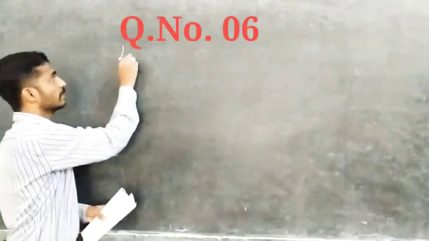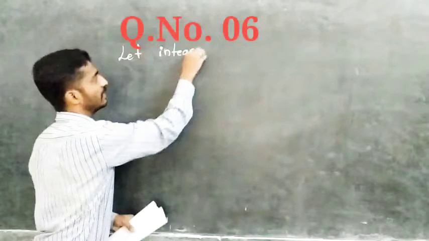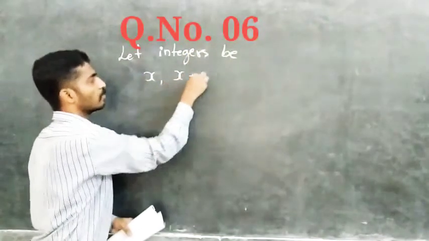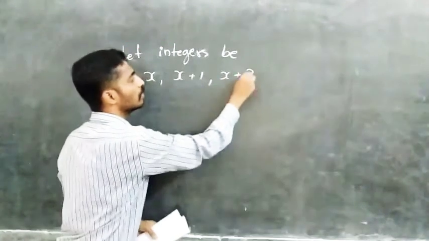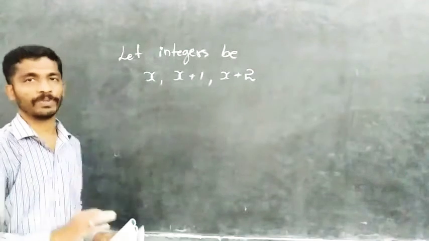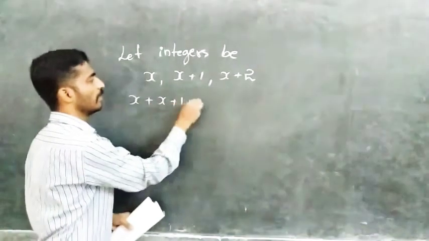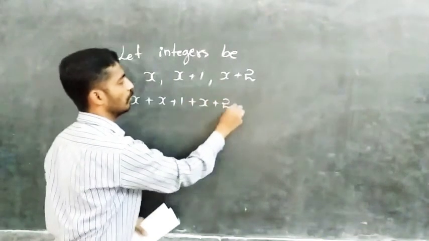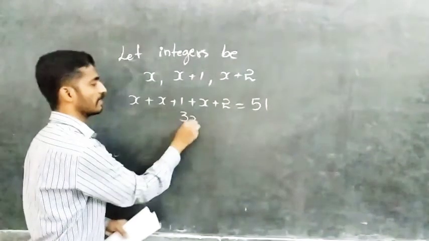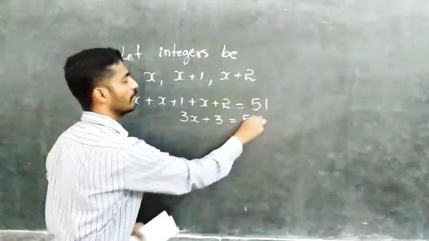Now, 3 consecutive integers. So let the integers be x, x plus 1, x plus 2. So if you add them, you will get 51 as per the condition. So x plus x plus 1 plus x plus 2 will get here 51. See here, 1, 2, 3, 3x, plus 1 plus 2, it will be 3, equals 51.